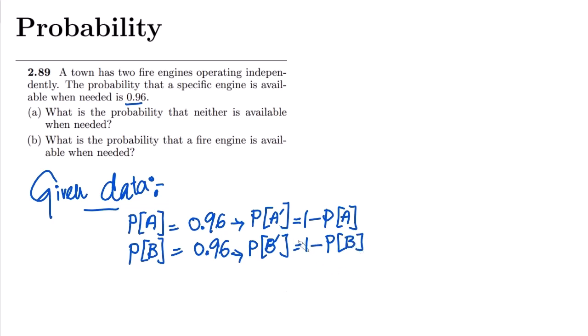So putting values here, what would we get? The values here are 0.96 and 1 minus 0.96 is 0.04. Similarly here 0.04. Okay. So these are the probabilities and the given data.